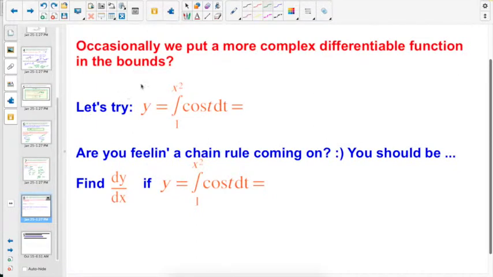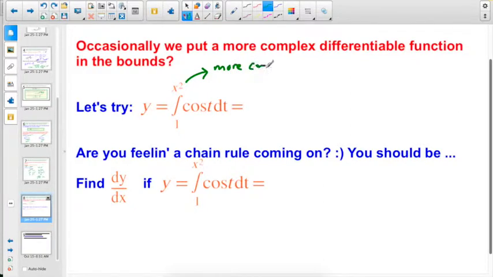Occasionally, we put a more complex differentiable function in the bounds. For instance, in the upper bound here, we no longer just have an x. We have a more complex function. So let's see how this affects the fundamental theorem of calculus. As you might guess, you might be feeling a chain rule coming on here, since we're talking about a nested function, and you would be right.